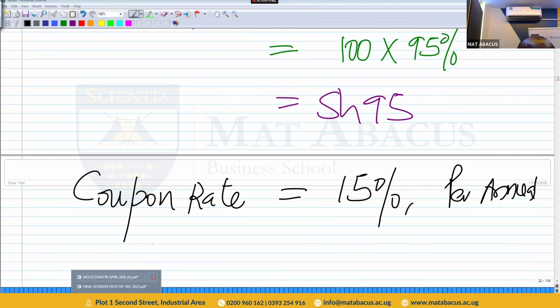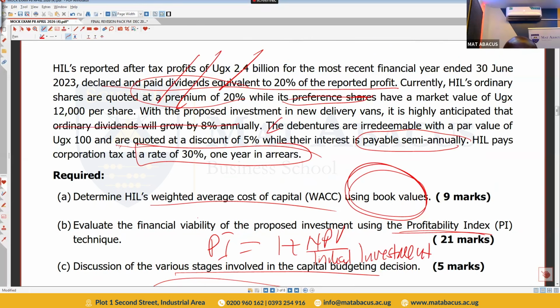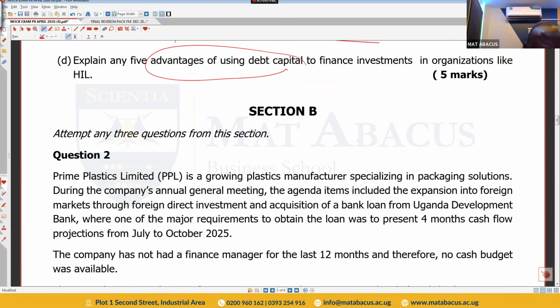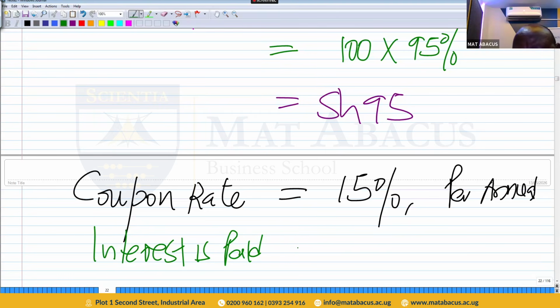But when you read the case, we are being told, while the interest is payable semi-annually, okay, interest is paid semi-annually, meaning we are compounding twice a year.